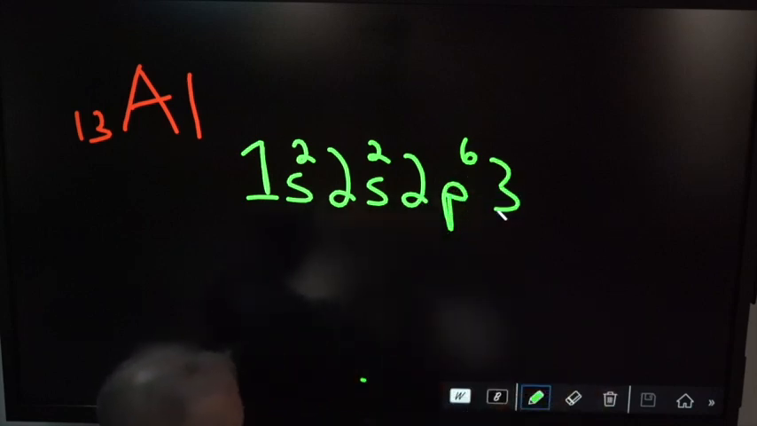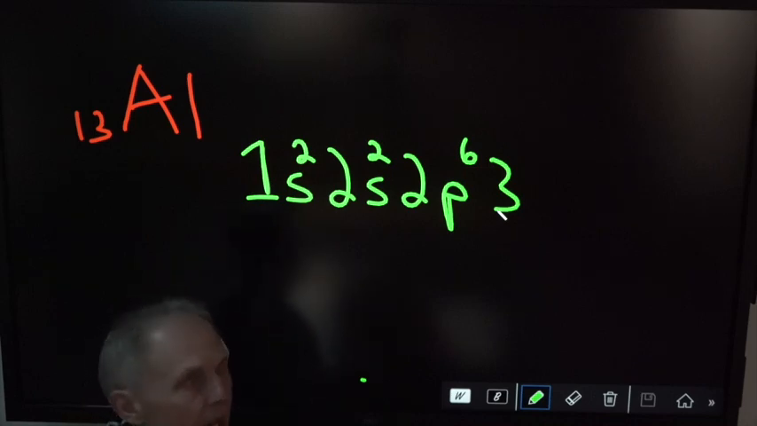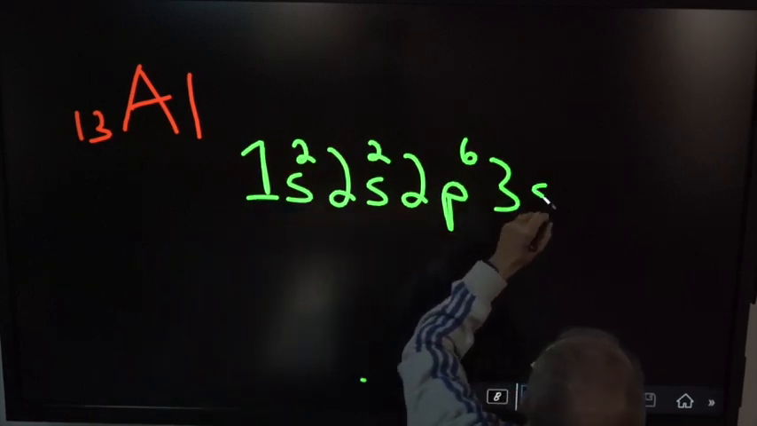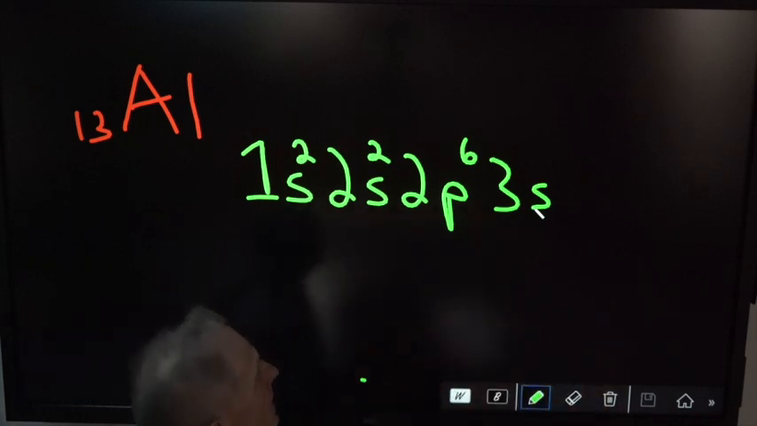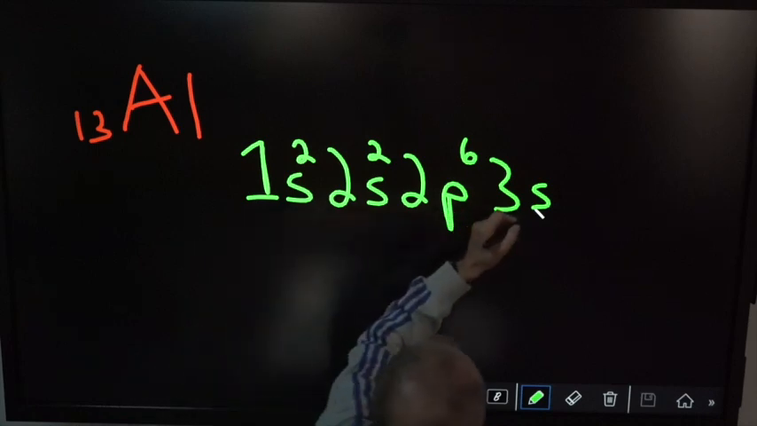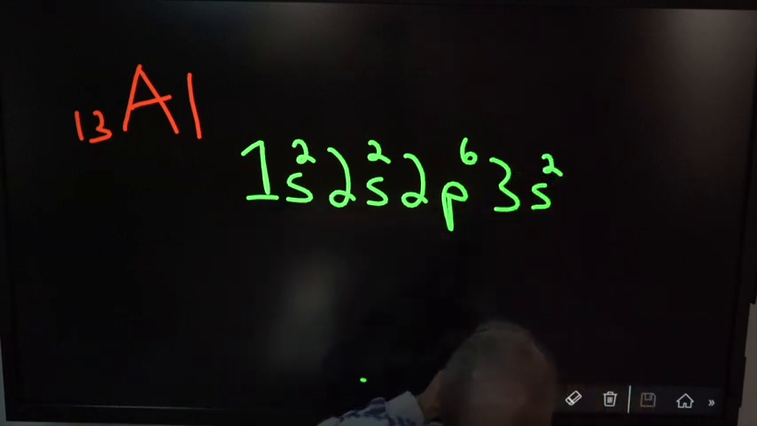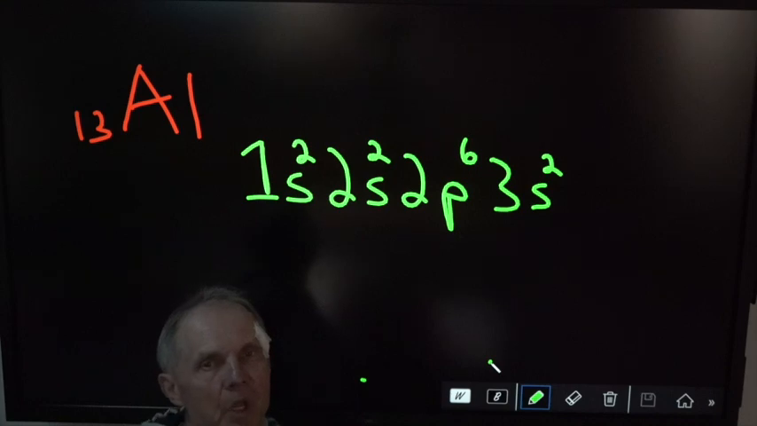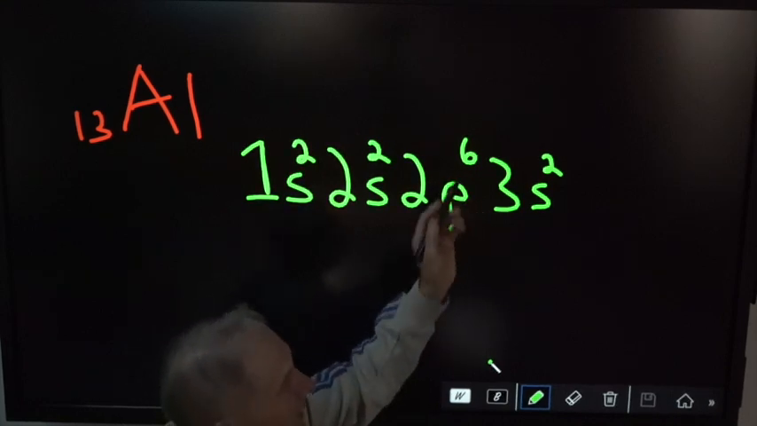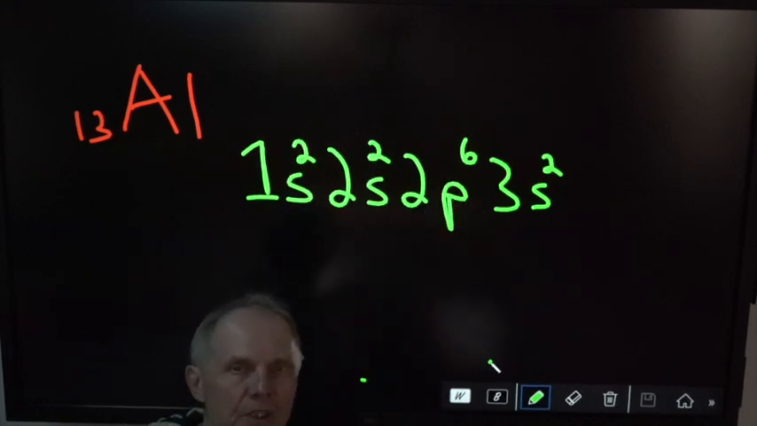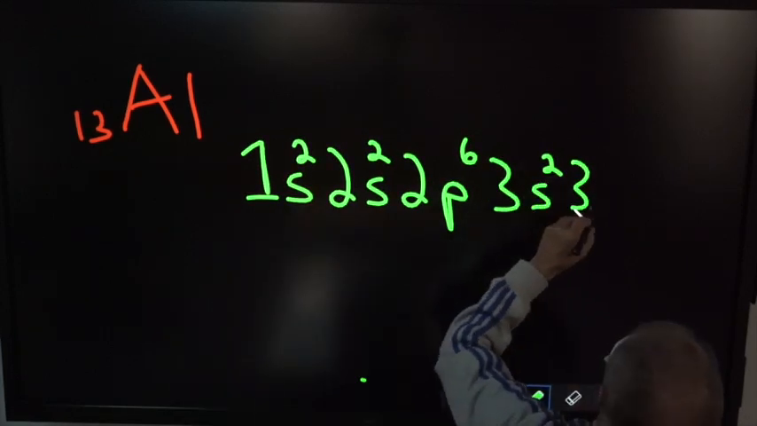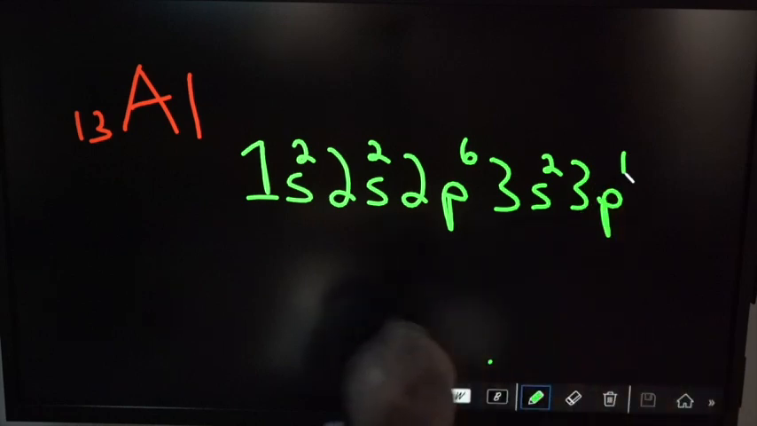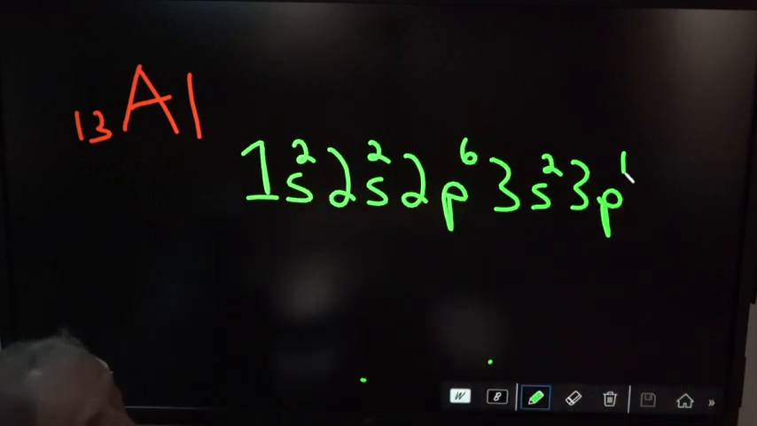Now, in my third shell, every shell starts with an S. So I'm going to put an S. And remember, I only had 3 electrons left to mess around with. So 2 can fit in there, 3s2. And I only have 1 electron left to plug in. Well, the 3s is filled, so I have to go to the next subshell, and that's a p. So it will be 3p1. And that's what aluminum looks like.